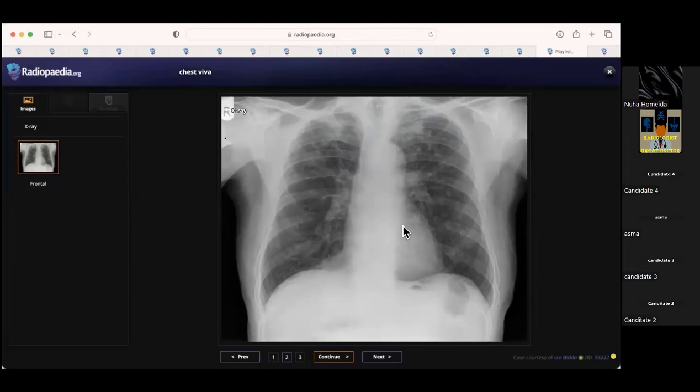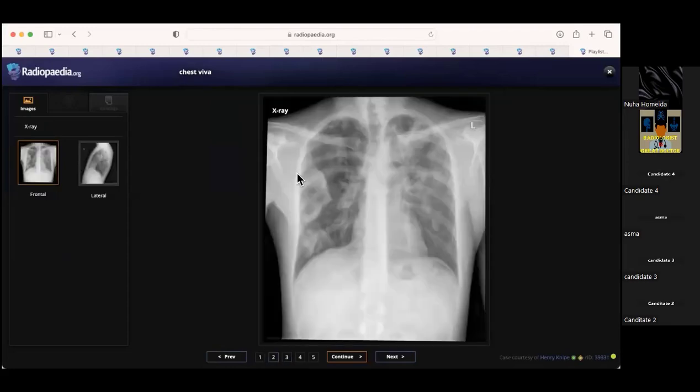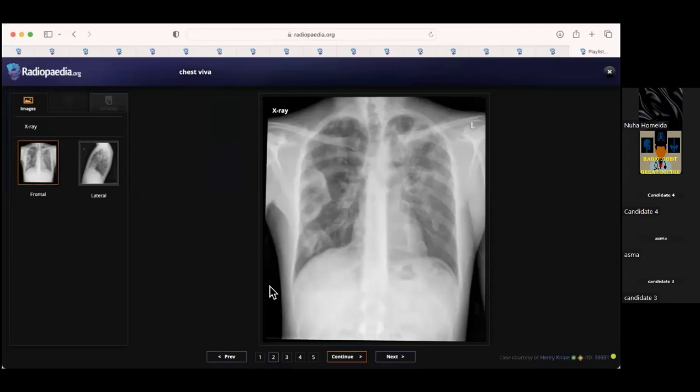So the differentials would include, as candidate 4 said, TB, but always remember silicosis in your differential. And that was just a peripheral distribution of airspace opacities. Always think of eosinophilic pneumonia.